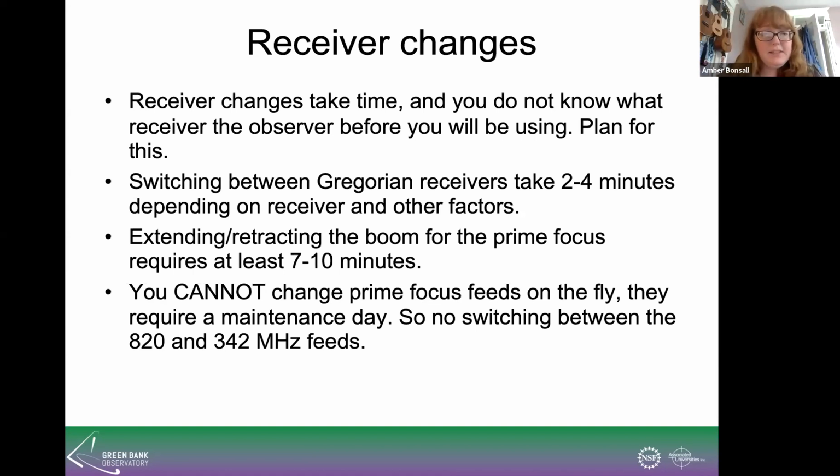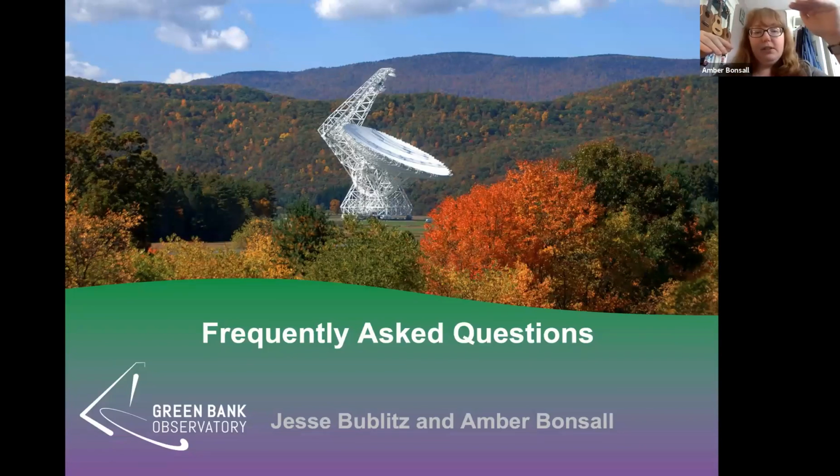And then, as I say also, it takes 7 to 10 minutes to retract the boom. I can't remember if anybody had explained to you guys, and I'm sure you've seen pictures, the one big picture Will has of where the receiver cabinet is. That boom, when it comes out, extends out over top of the Gregorian receivers. So if it's out, you can't use the Gregorian receivers at all.